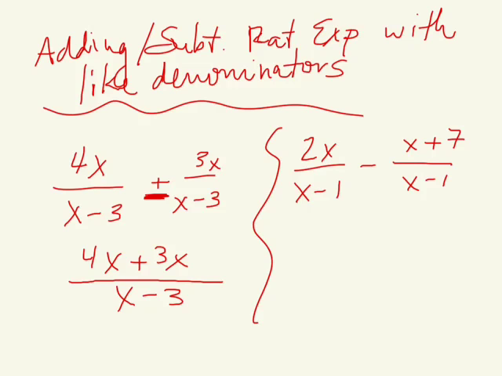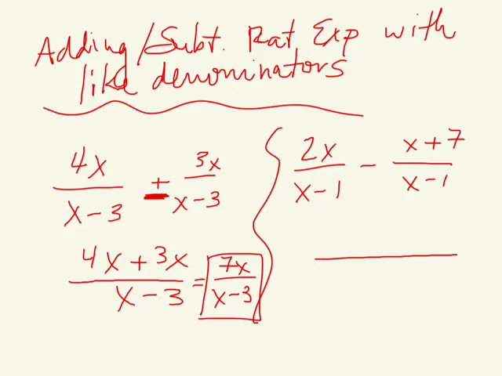Let me do a little bit of an eraser here. Simplify it out, combine like terms, so I get 7x over x minus 3. And then I have to factor and cancel. This one doesn't factor, so it won't cancel. So you've got to simplify in the end by factoring and canceling.